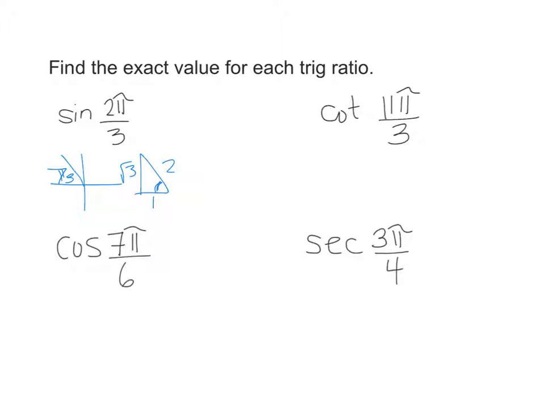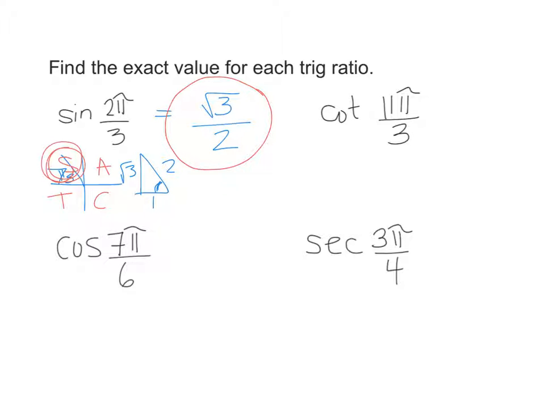So I need to do opposite over hypotenuse. What's the opposite side? Root 3 and the hypotenuse? 2. So the answer to this is root 3 over 2, opposite over hypotenuse. But it may be positive or it may be negative. We then need to consider that. Which, if we think of the CAST rule, and I just go C, A, S, T, it's in the second quadrant where sine is positive, so the answer should be positive, so that's it, I'm done. That's my answer. That's the sine of 2 pi over 3.